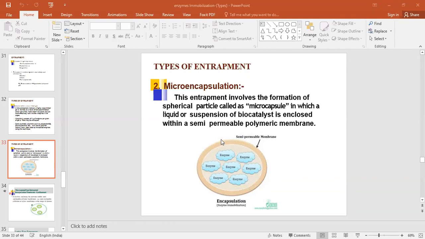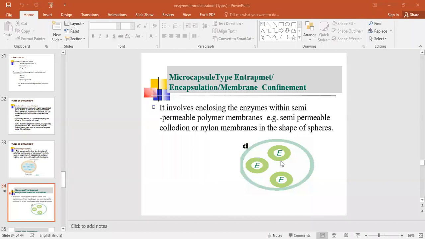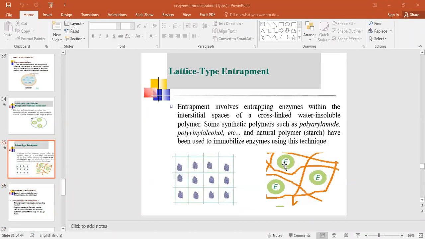So this is also a type of entrapment in which a spherical microcapsule is formed, and into that microcapsule goes your biocatalyst, means your enzymes. Either a suspension of enzymes or enzymes in liquid form will be encapsulated, and this material is like a semi permeable membrane. You can also use nylon membrane for this purpose.